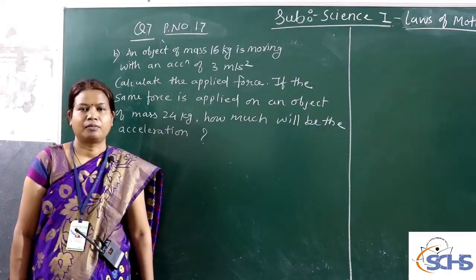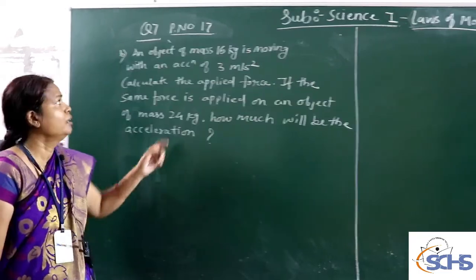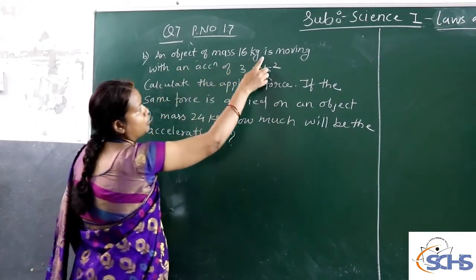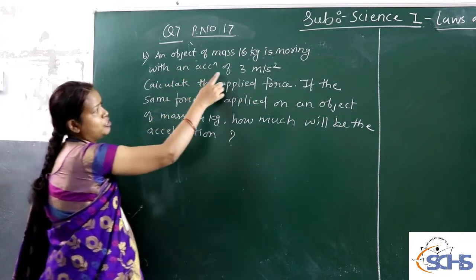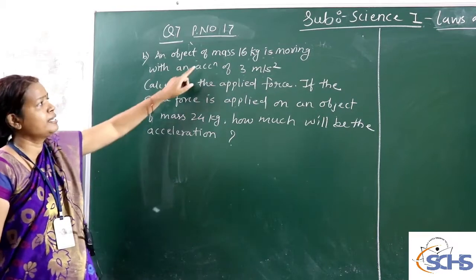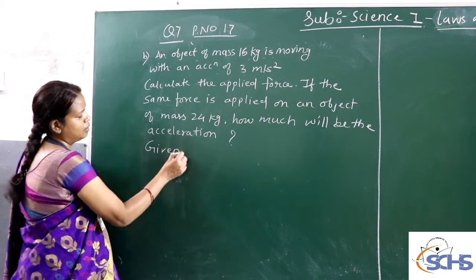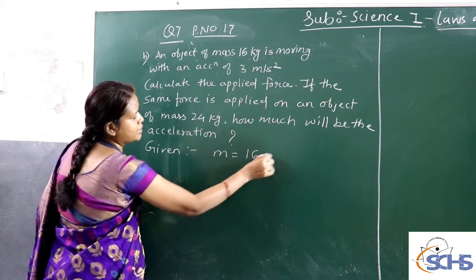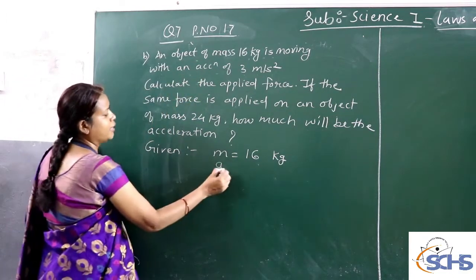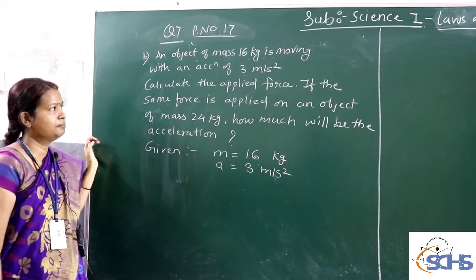Students, this is our second example which is given in our exercise, on page number 17. An object of mass 16 kilogram is moving with an acceleration of 3 meter per second square. This means what is given? Mass is given. Mass is equal to 16 kilogram. Again acceleration is given. Acceleration is equal to 3 meter per second square.